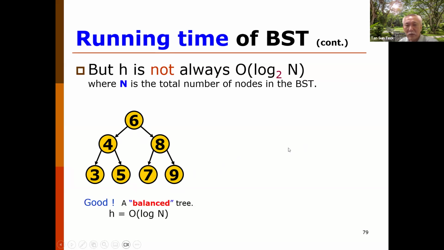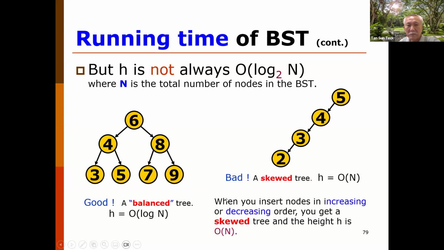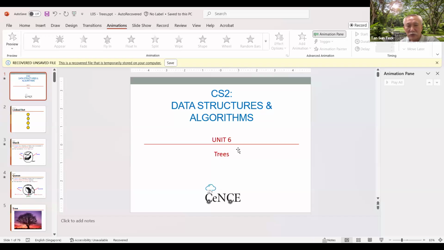But what happens if it is not balanced? You are going to get this problem. No longer log n, but rather you get O(n). So when you insert nodes in increasing or decreasing order, you get a skewed tree, and the height is actually n. Okay, so that ends the discussion of this chapter on trees. I hope you can understand. If not, view it a few more times, and you should be fine.